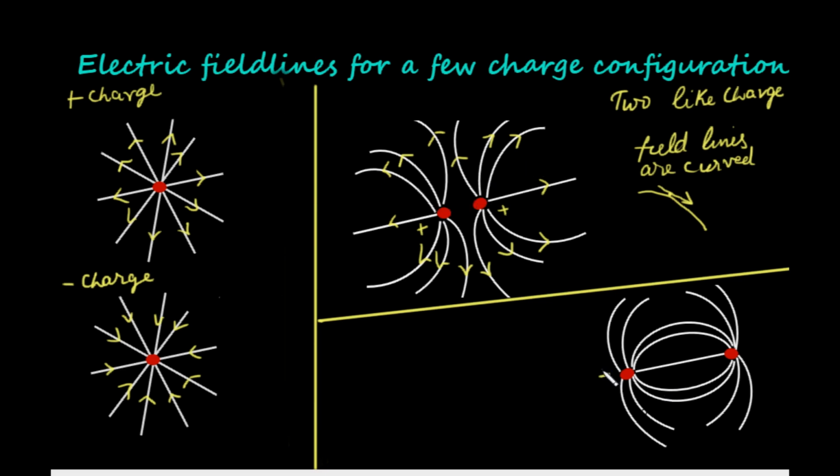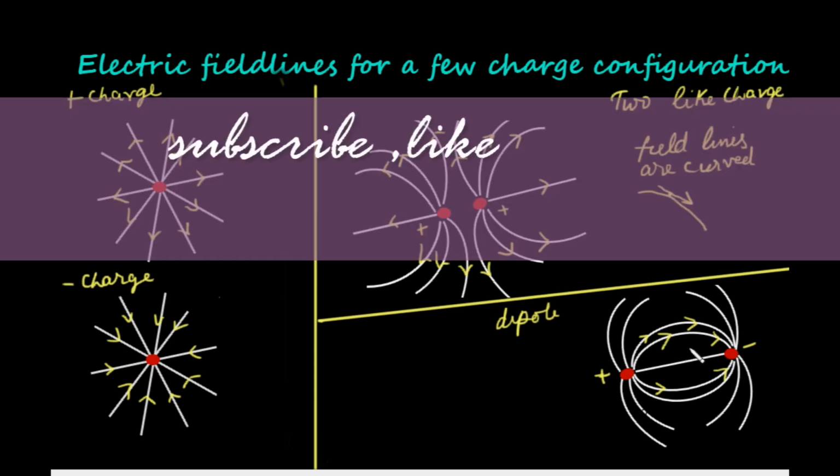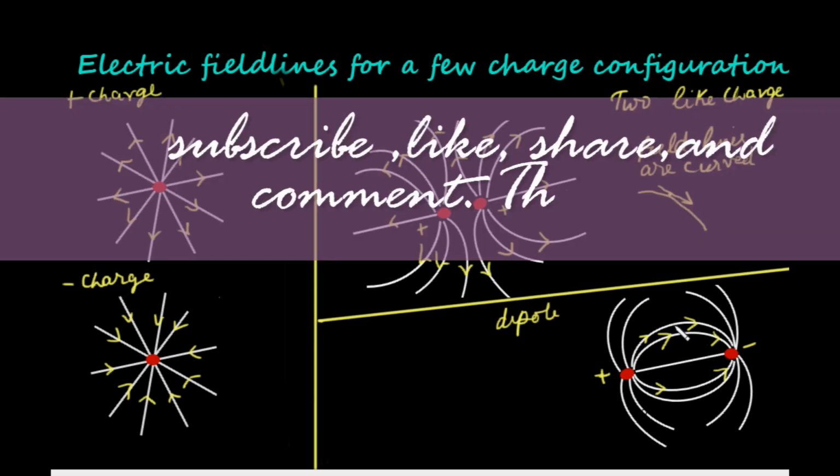Now the last diagram. 2 unlike charges are close by. That is, one charge is positive and the other is negative. 2 unlike charges separated by a small distance is called a dipole. We know unlike charges attract. Electric field lines start from the positive charge and end in the negative charge. I have shown this only for 2 field lines, not for all. Please note that the distance between 2 adjacent field lines is greater at this region than nearer the charge.